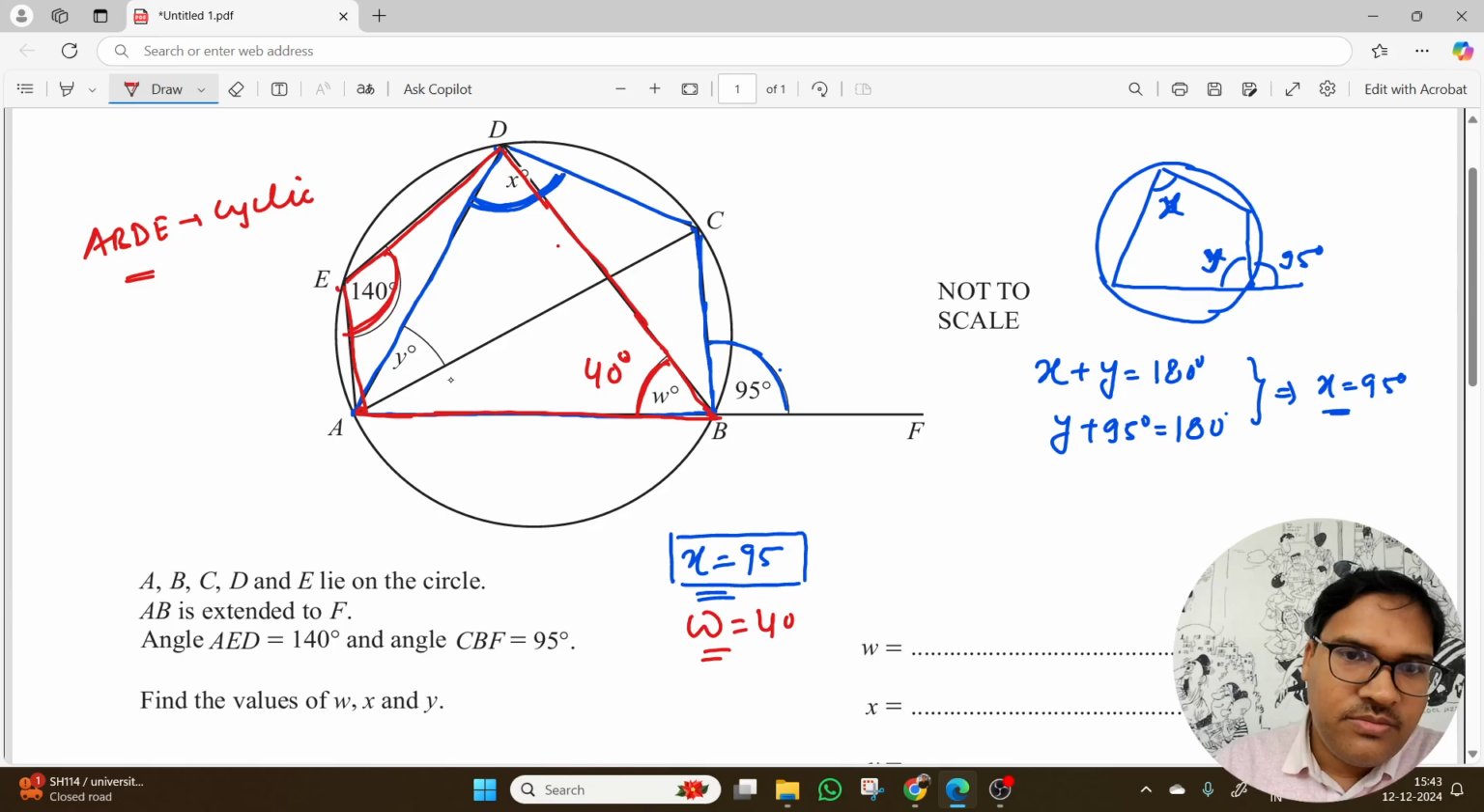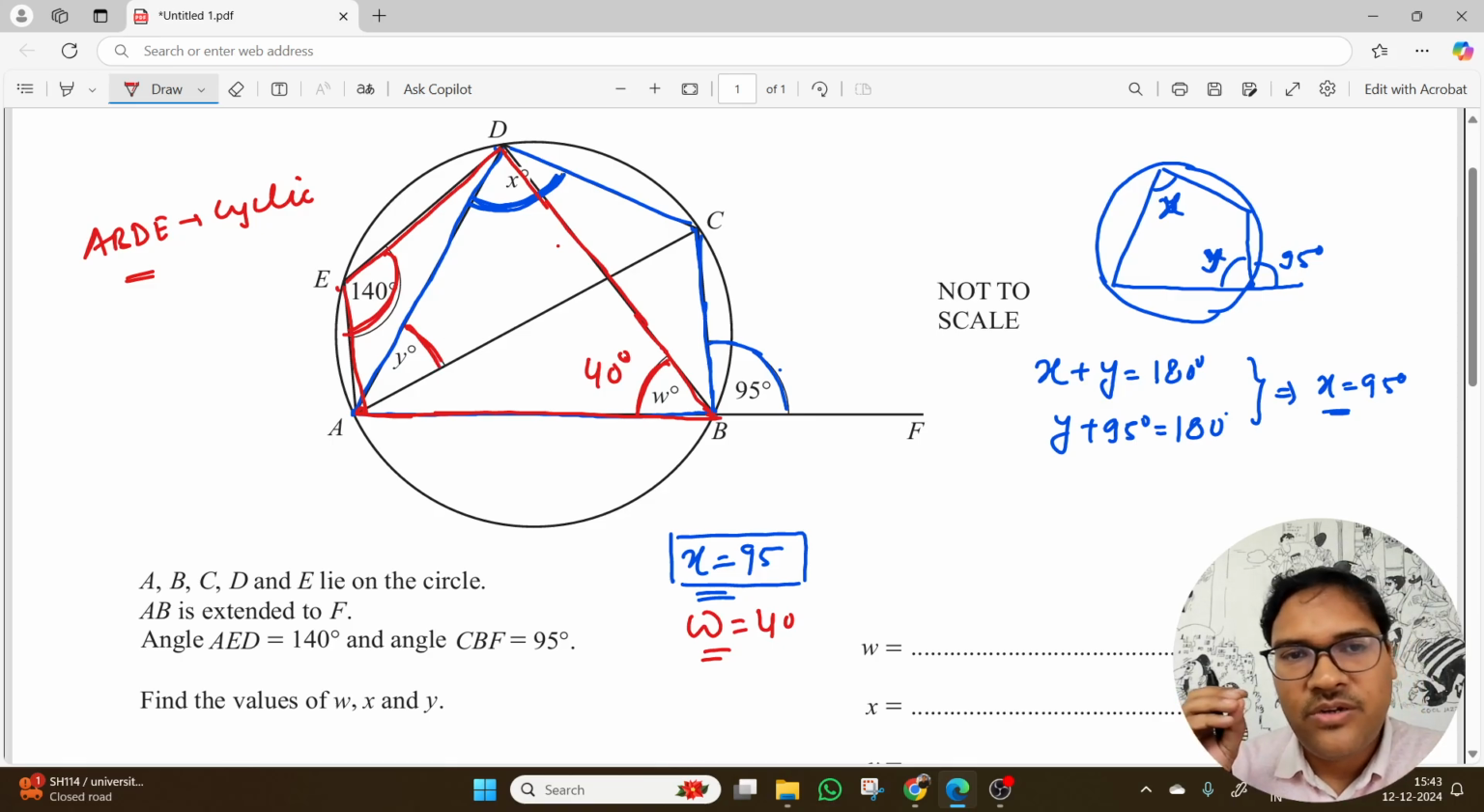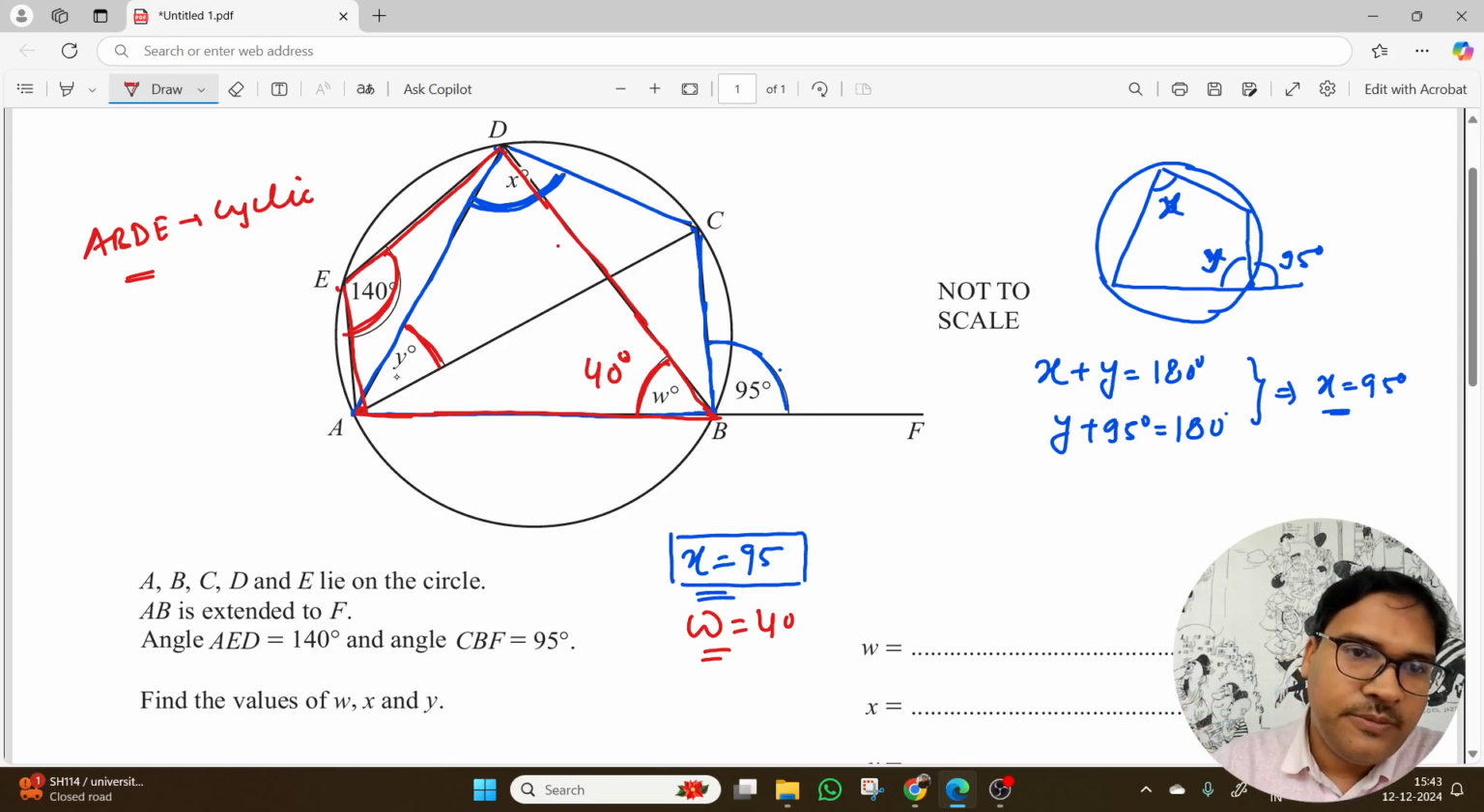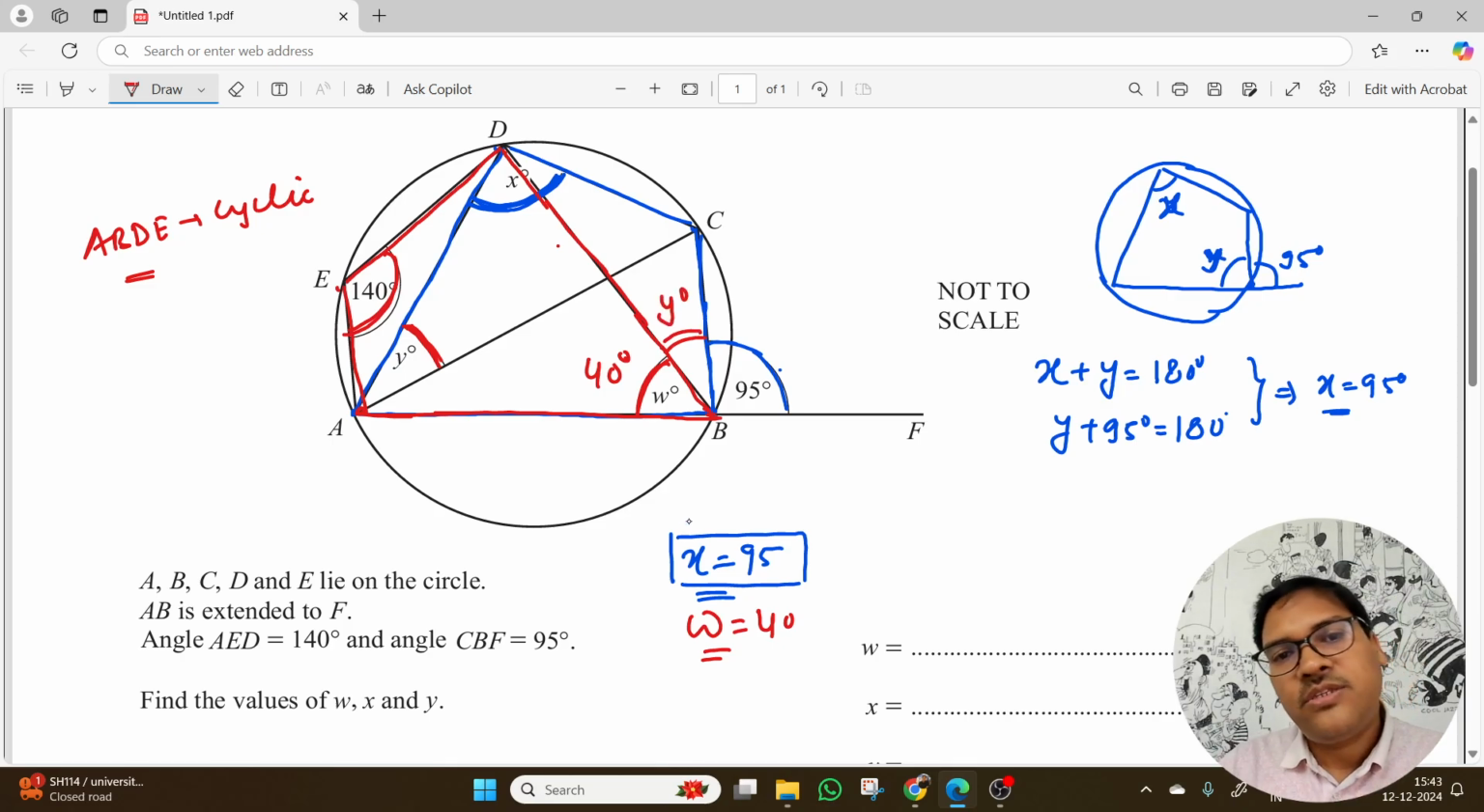Now we are left with this angle. Now how will you get y? Now this is the most, I'll not say trickiest part, but this is what you have to visualize in this. So you see here, if you have to find this y, you can see this will be equal to y also. This is also y degrees. Now why is this y degrees? So you can see this is the chord DC, and these are the angles.